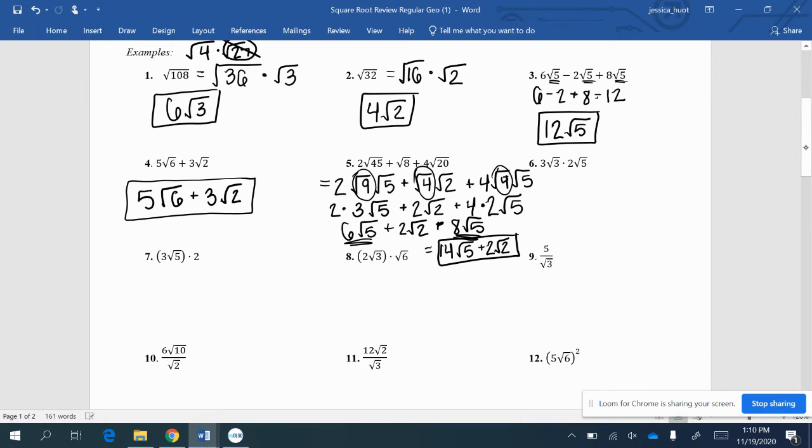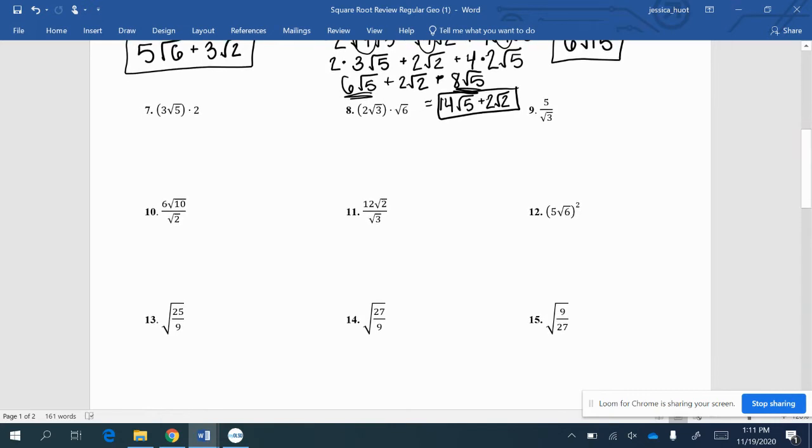Number 6, when we're looking at this one, just multiply the numbers on the outside and multiply the numbers on the inside. So 3 times 2 is 6. 3 times 5 is 15. 15 cannot be simplified any further. Number 7, when I'm multiplying this, you can only multiply the number on the outside with the 2. So this is going to be 6 square root of 5.